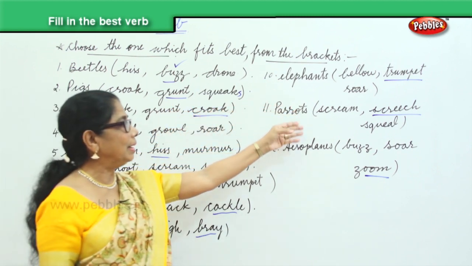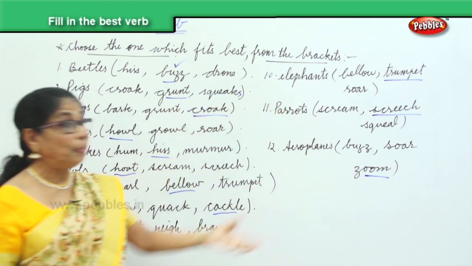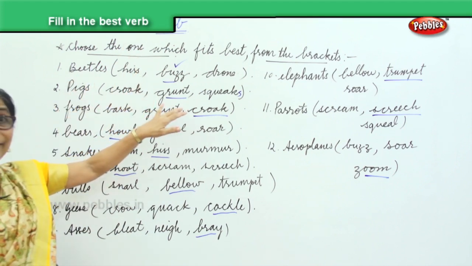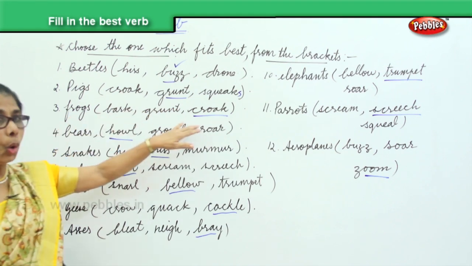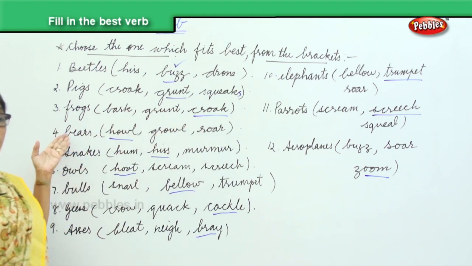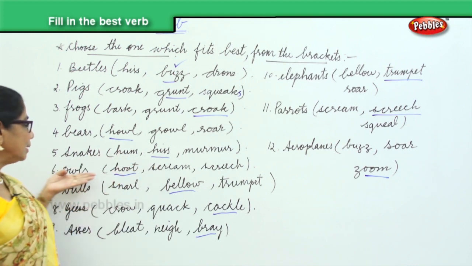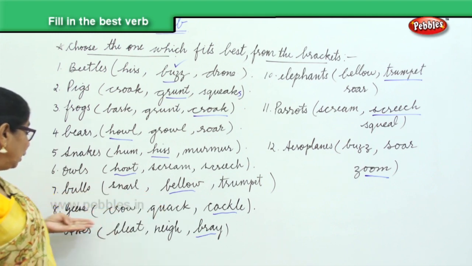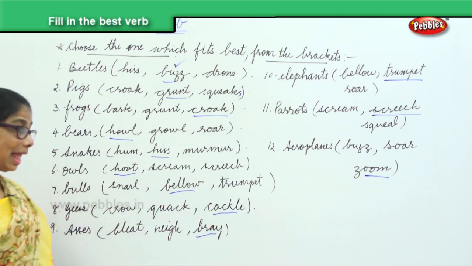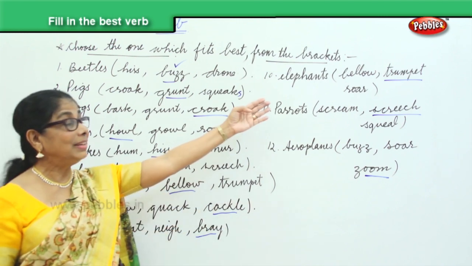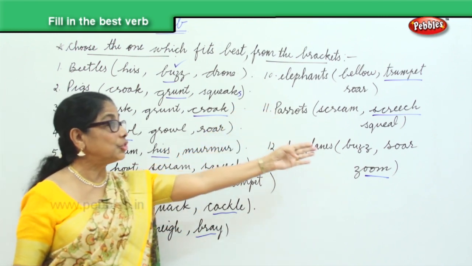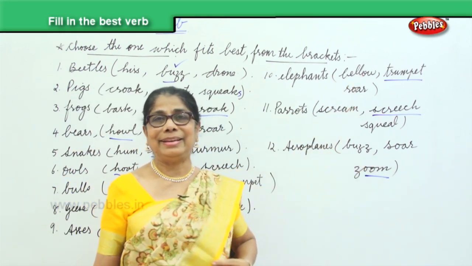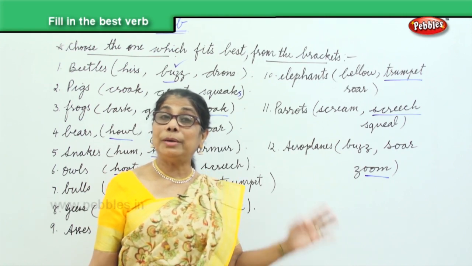Elephants trumpet, parrots screech, airplanes zoom, beetles buzz, pigs grunt, frogs croak, bears howl, snakes hiss, owls hoot, bulls bellow, geese cackle, asses bray, elephants trumpet, parrots screech, and airplanes zoom in the sky. So we learn to choose the correct verbs from the bracket.